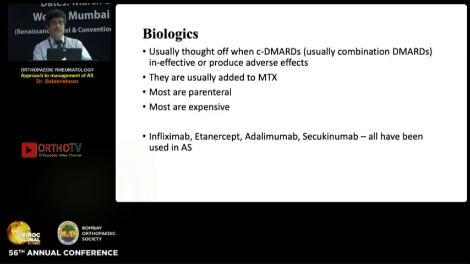And biologics are usually used when C-DMARDs are ineffective or produce side effects or NSAIDs don't work. They are usually added to NSAIDs. Most are parenteral, most are expensive. The last line are all available in India. So you have to choose the one which gives benefit and is reasonably cheap. We have found over the last few years adalimumab to be reasonably cheap because it can be given only twice a month, and if the patient is better, you can increase the interval of doses from 2 weekly to 3 weekly to 4 weekly and still maintain its efficacy. So that's what we have been doing. As with anything in India, jugaad is important.